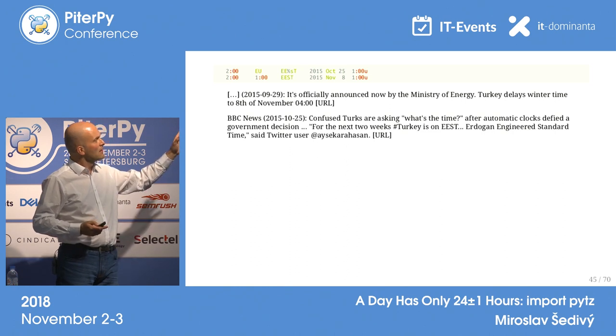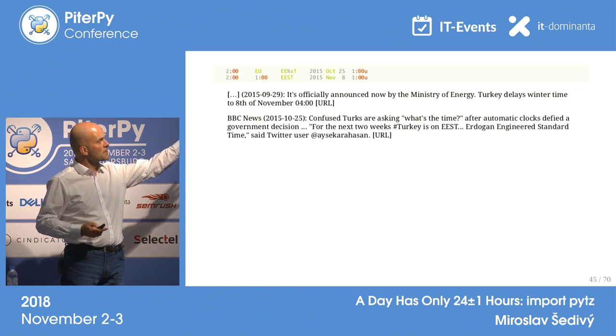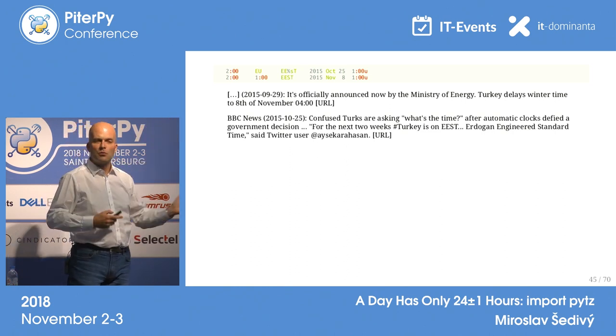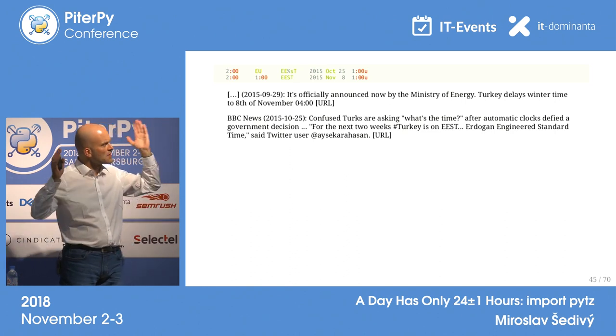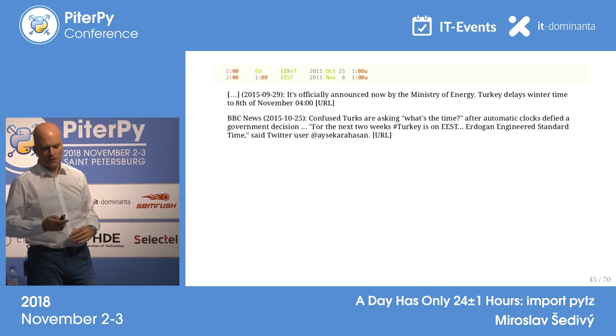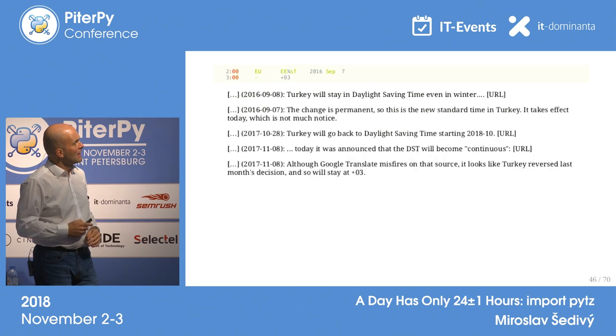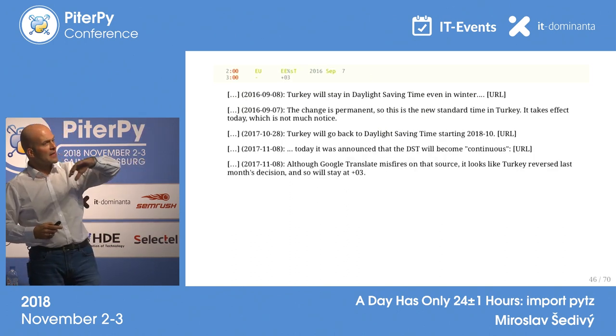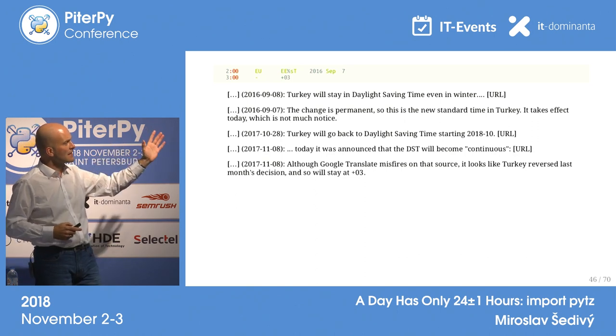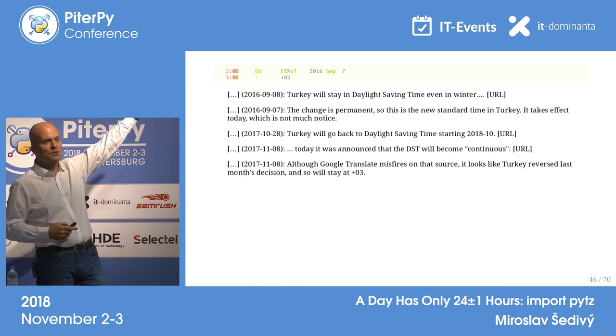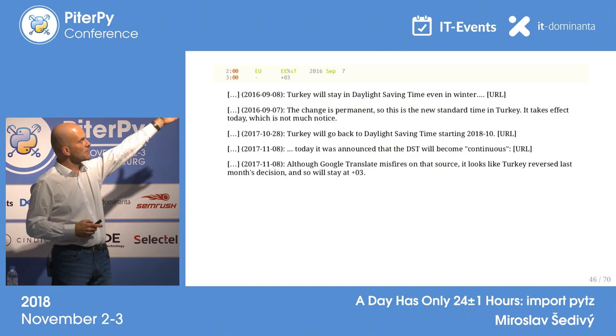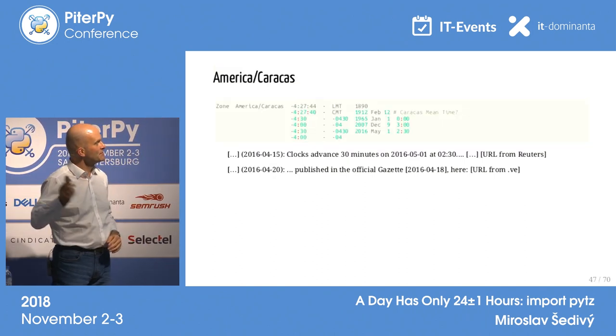2015, in September, they decided that they will move the end of the daylight saving time a little bit later because of some energy savings. 2016, they will stay in the daylight saving time in winter, then not, then again yes, then not. These are just the comments. The code has changed in between. The current version is there is no change.